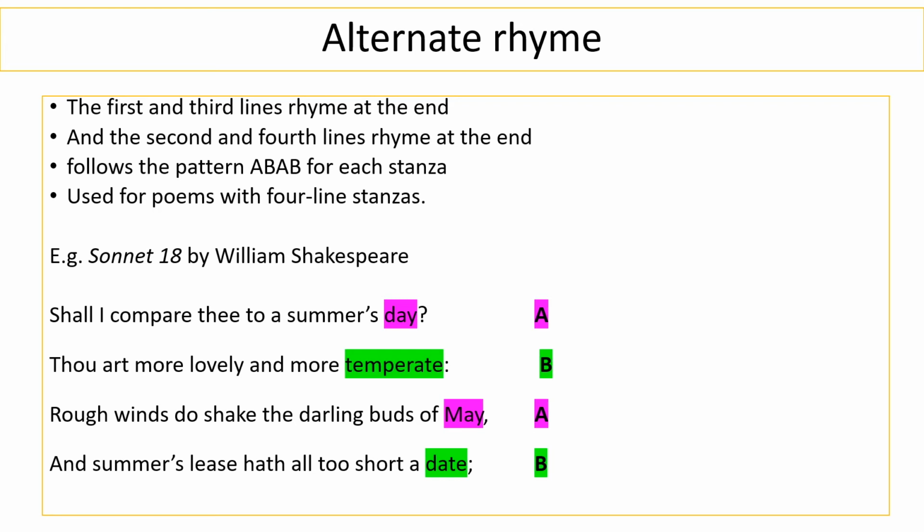Now I know that sounds super confusing and like it's in another language, but we are looking at rhyme in this exercise. So you will see day gets A and May gets A. Day and May rhyme. You will see that temperate and date get B. Now I know it doesn't exactly sound the same, but remember we do have a South African accent, and this was written in England in the 1600s. So you must just take into account that accents do play a role in rhyme.